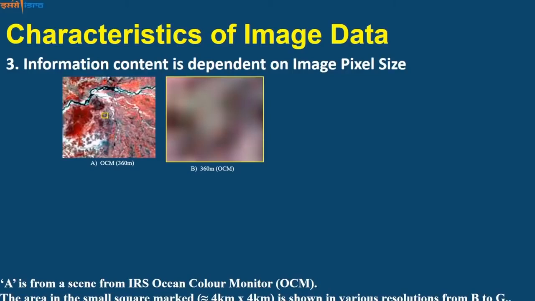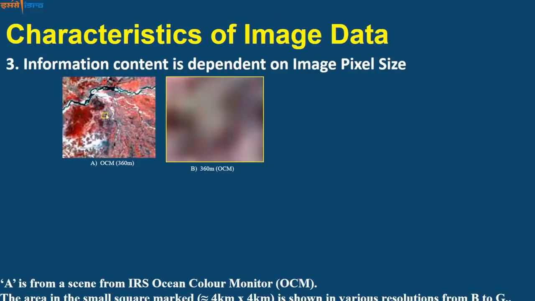Now, if you see here, I have taken an Ocean Color Monitor satellite image over here, and this is one small portion. So A is a scene from this ocean, and this small area is a 4 kilometer by 4 kilometer area.